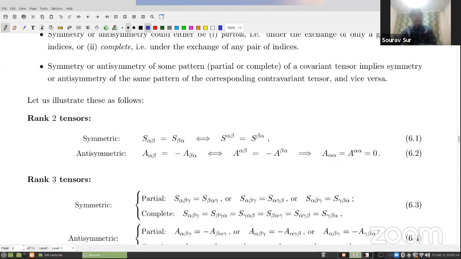So this means that if we have a symmetric covariant tensor of rank 2, then the corresponding contravariant tensor of rank 2 would also be symmetric. If a covariant tensor of rank 2 is antisymmetric, then the corresponding contravariant tensor of rank 2 would also be antisymmetric.